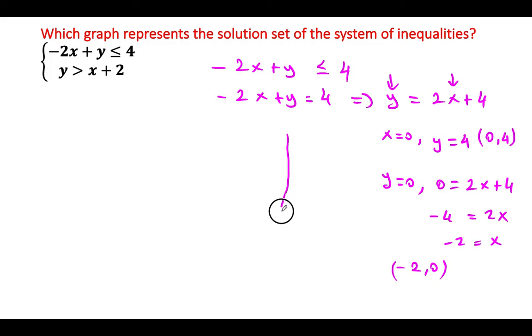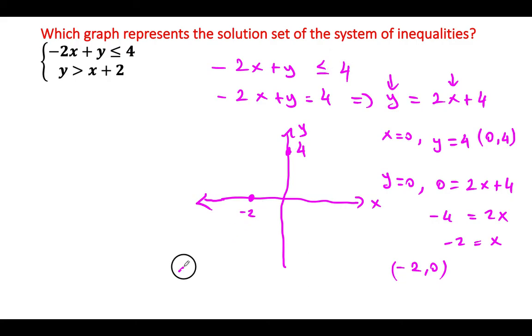So if I draw the graph here, x and y, if I say x is negative 2, y is 0, and x is 0, y is 4, so let's say approximately here. And then this is less than or equal to, that means it's solid, it's not dashed, so I have to draw something like this, okay? And then which side?